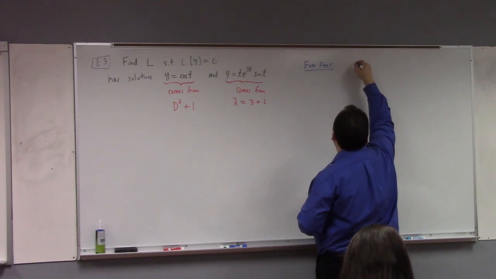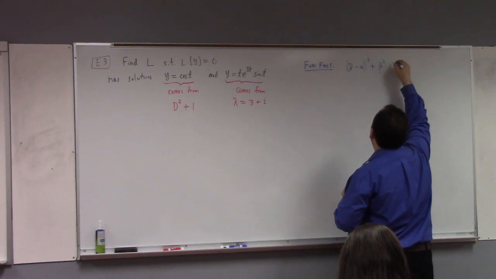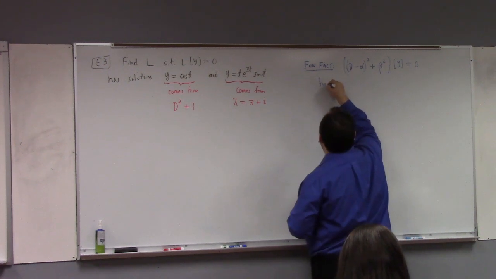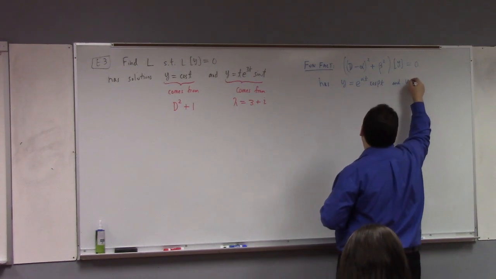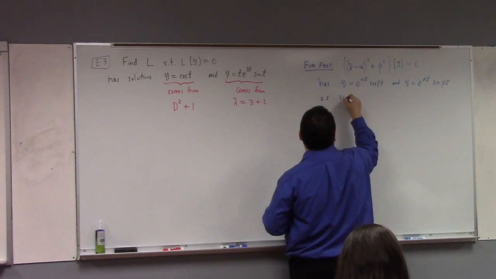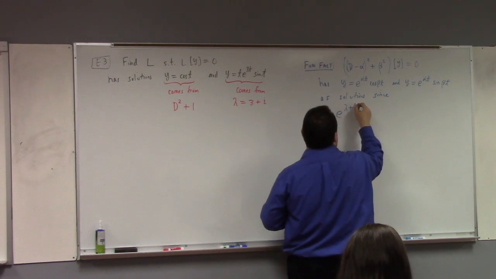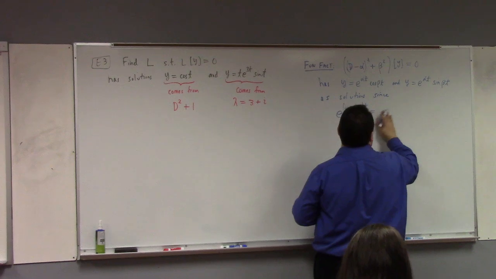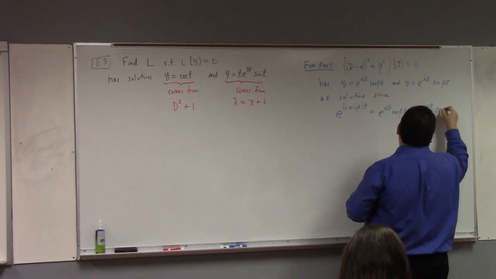If you have (D minus alpha) squared plus beta squared, this has y equals e to the alpha t cos beta t, and y equals e to the alpha t sine of beta t as solutions, since e to the (alpha plus i beta) t equals e to the alpha t cos beta t plus i e to the alpha t sine beta t.